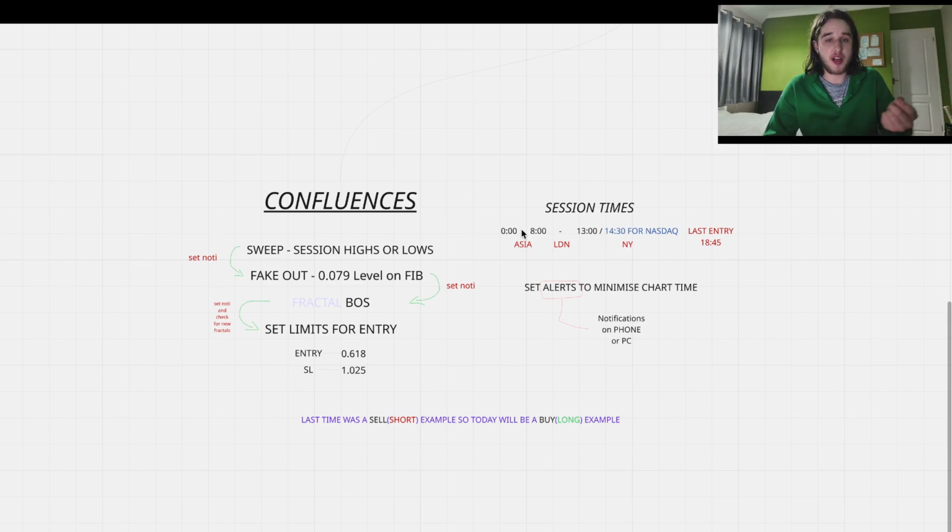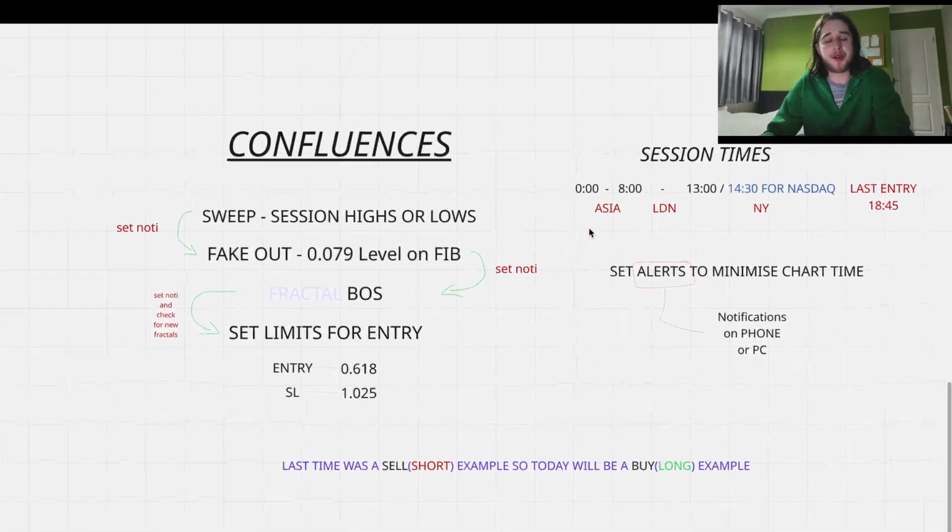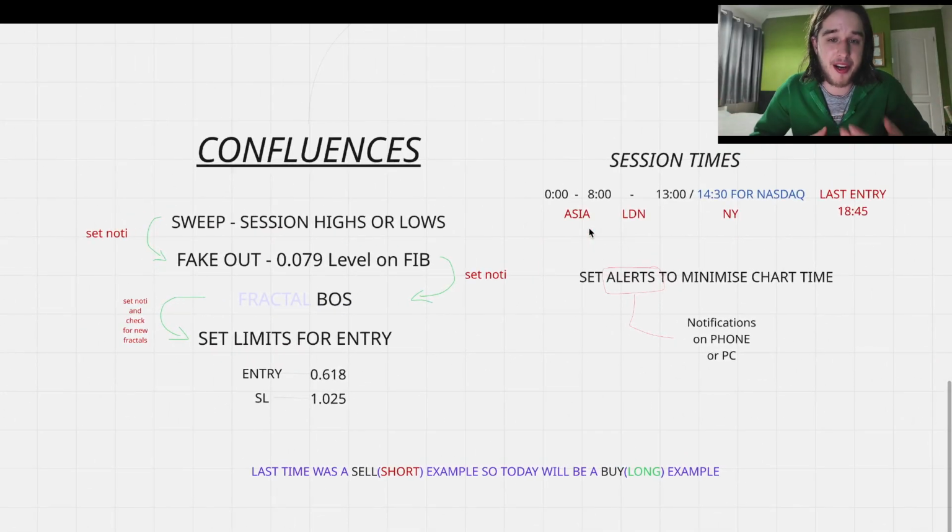We went over the session times as well: midnight to 8 o'clock for the Asian session, 8 o'clock to 14:30 for the London session, and the New York session is after that. I've also added here our last entry at 18:45, so it's a bit of extra information to take in. We want to be setting alerts to minimize the time on the charts.